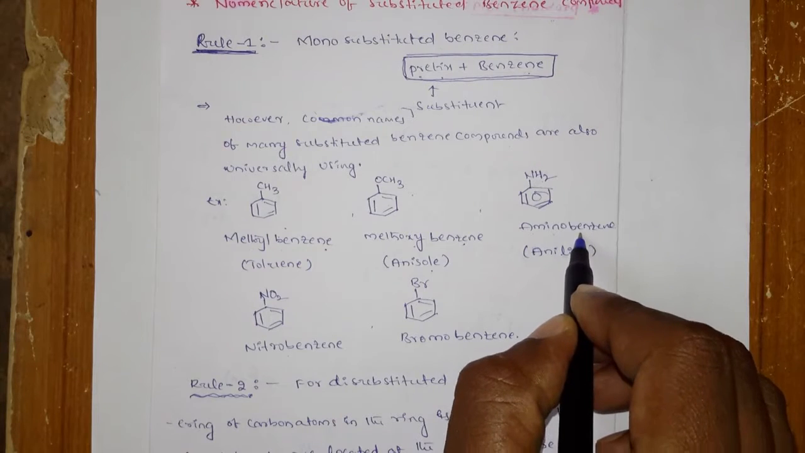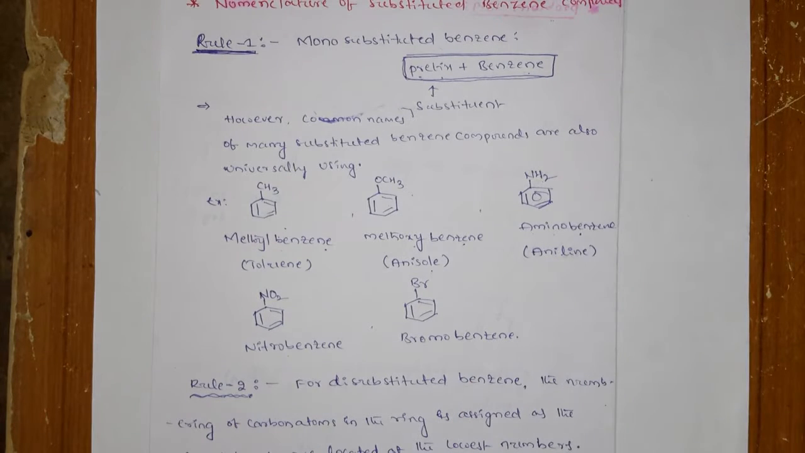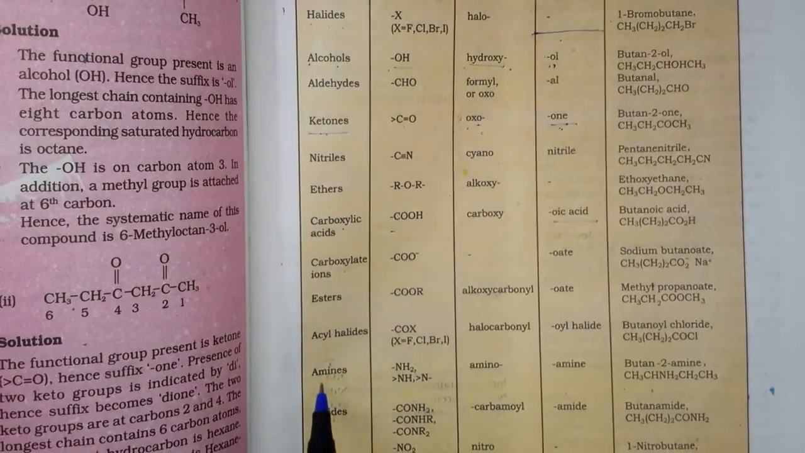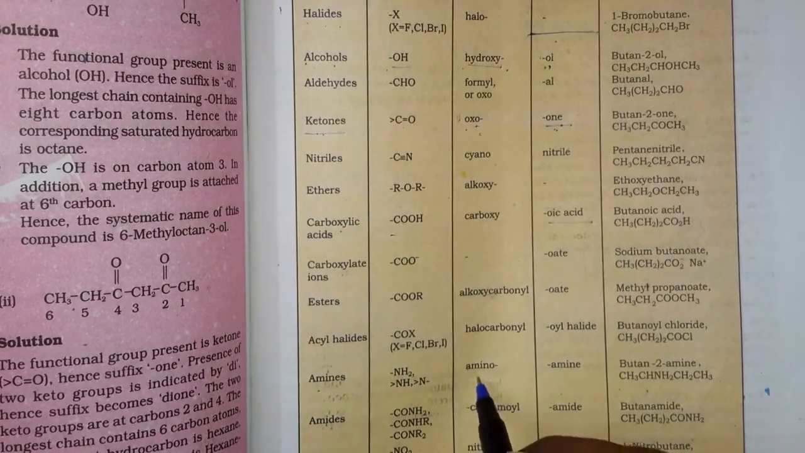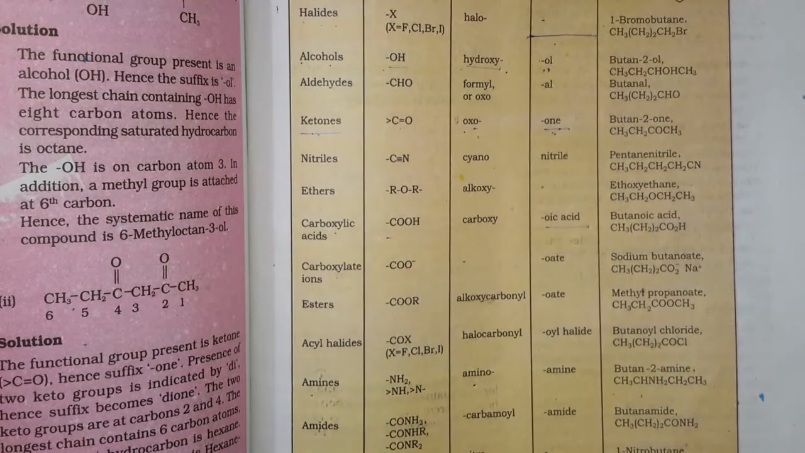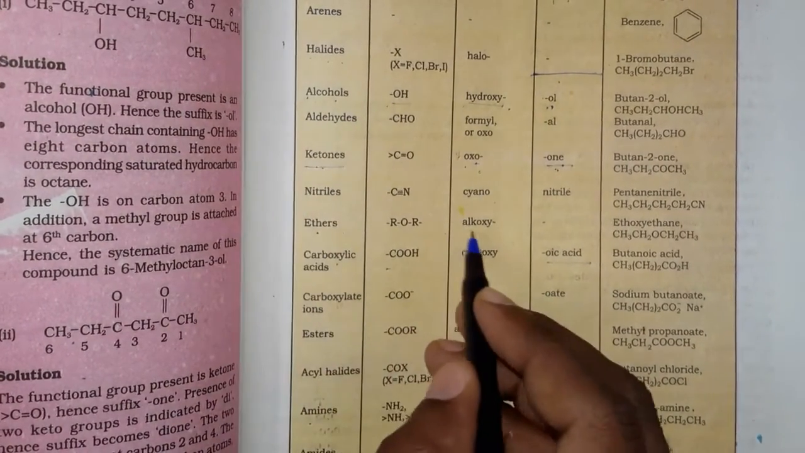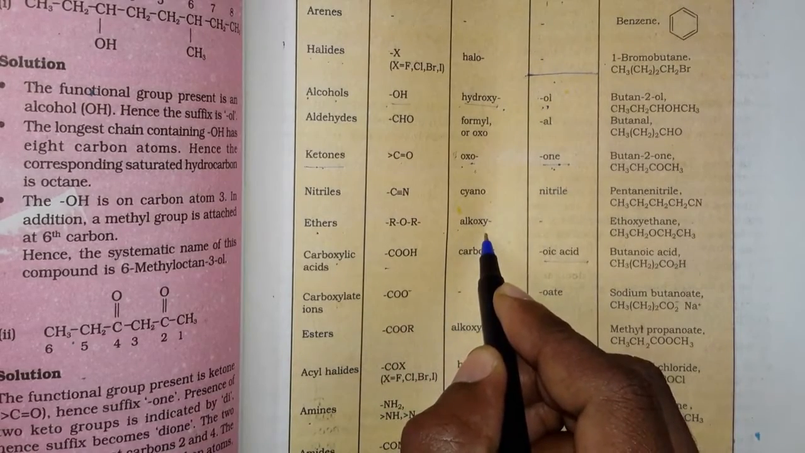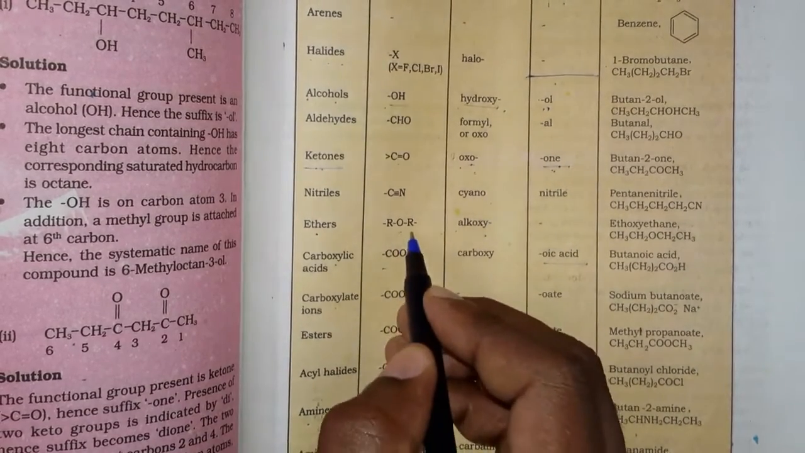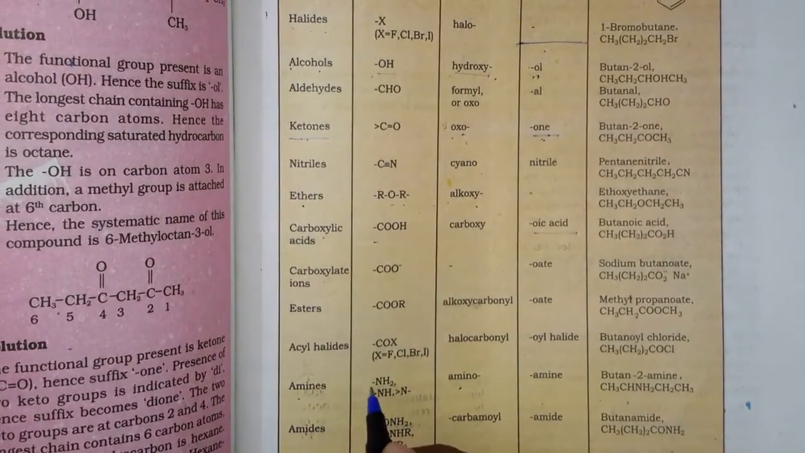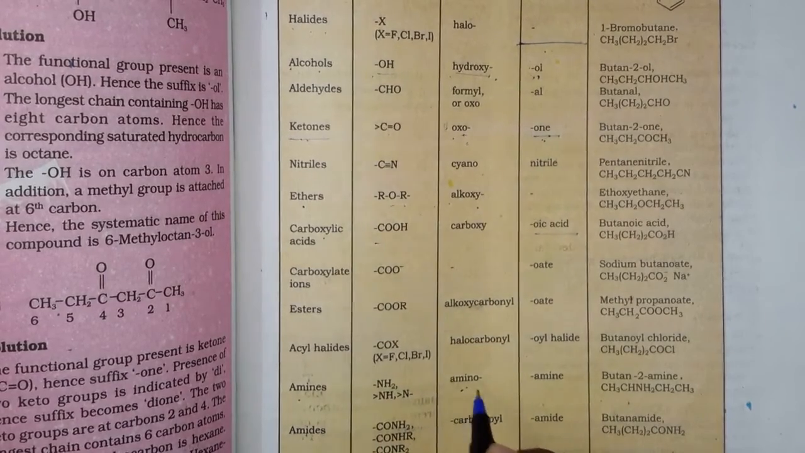It is amino. Okay, if the NH2 is in the prefix, what you have to use, look at this table again, amines. If this is the prefix, you have to use amino. Okay, if something like ethers, there you have to use an alkoxy prefix, that means like OCH3 or else OC2H5, like that. Here amines. On benzene NH2 group is there, right? That you have to write aminobenzene.